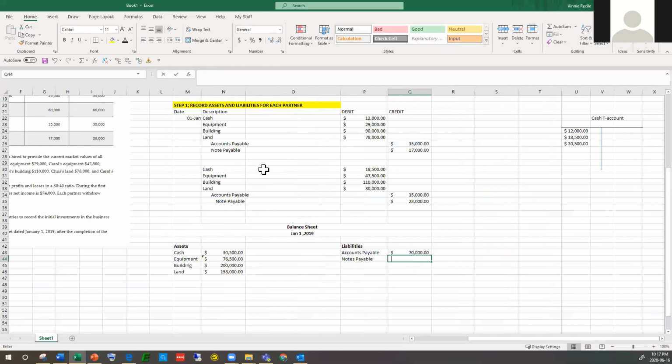We have notes payable of 17,000 plus the 28,000. So that totals 45,000. So let's just total these up. So just do a little quick sum here. And then we've got total assets of 465,000. Let's take a look and do the same thing for total liabilities.